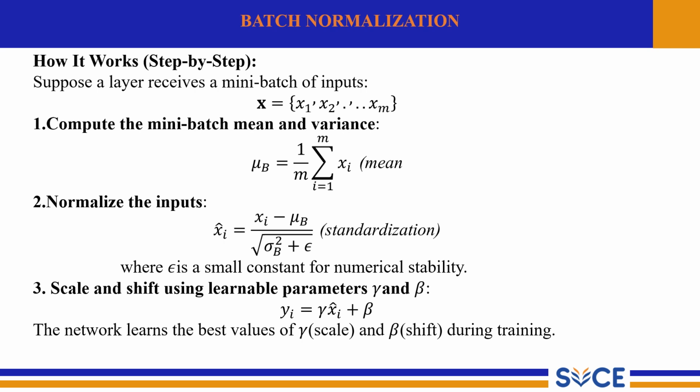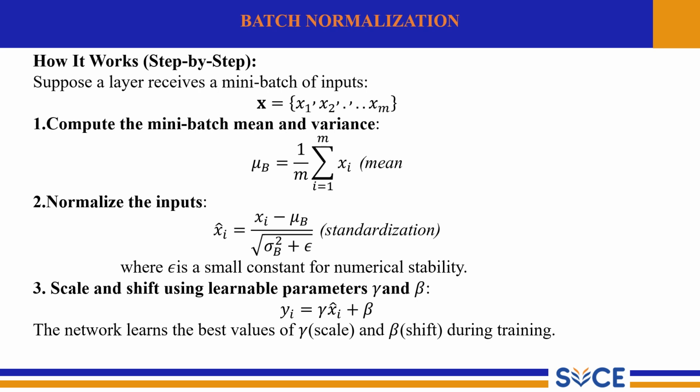Working of batch normalization. So how does batch normalization work? Step 1, receiving a mini-batch of inputs. Suppose a layer receives a mini-batch of inputs denoted as x = x1, x2, up to xm. Step 2 is computing the mini-batch mean and variance.